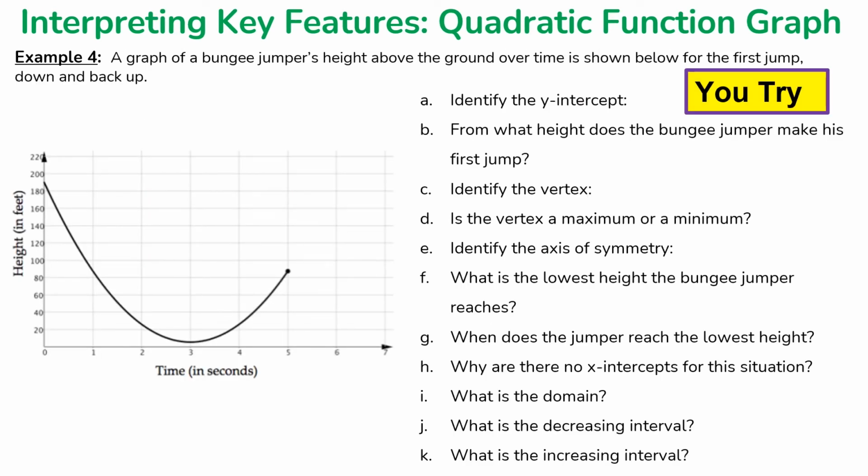Now we have another graph here of a quadratic function. It says a graph of a bungee jumper's height above the ground over time is shown below for the first jump down and back up. I would like for you to try these problems on your own, so go ahead and pause the video and try this example on your own here.